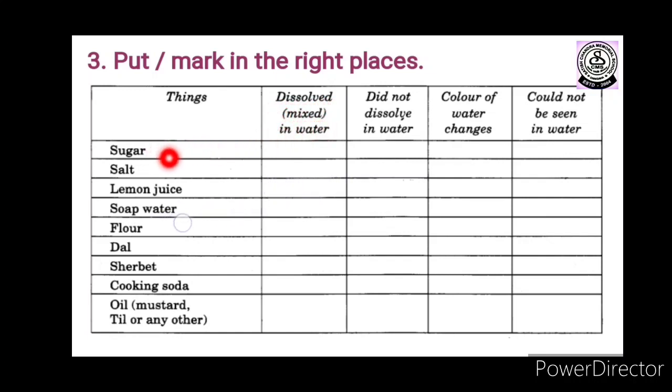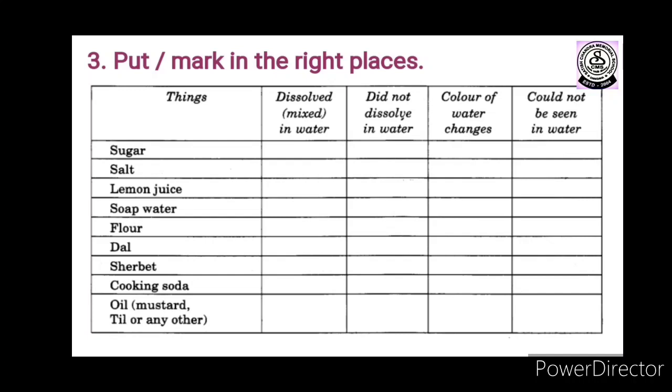Which of the products are dissolving in water, and which things do not dissolve in water? Dissolve means mix in water properly. Does the color of the water change after mixing, and which types of thing change the color of the water? And the next one, could not be seen in water, meaning they cannot be seen in water after the mixing.